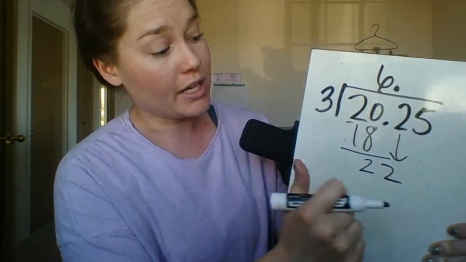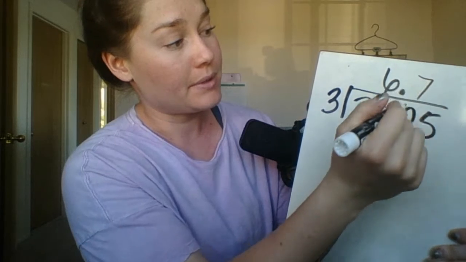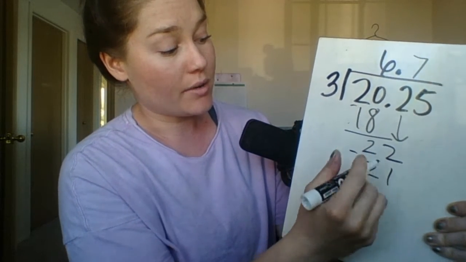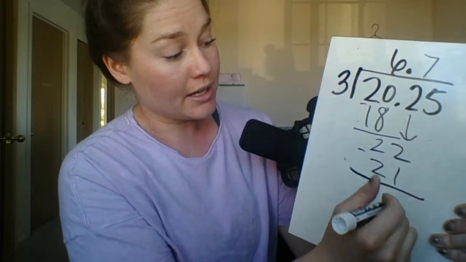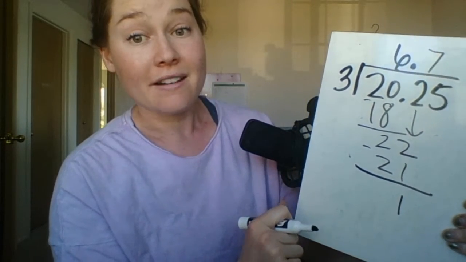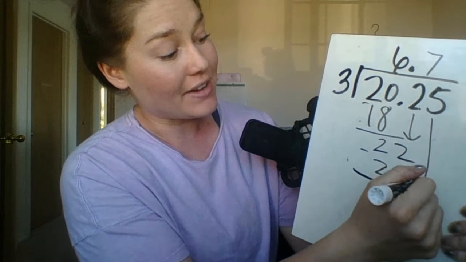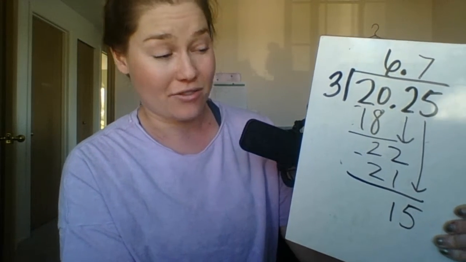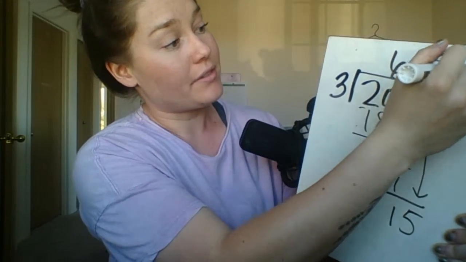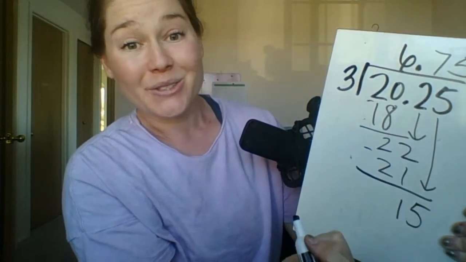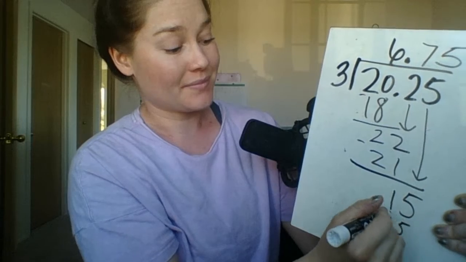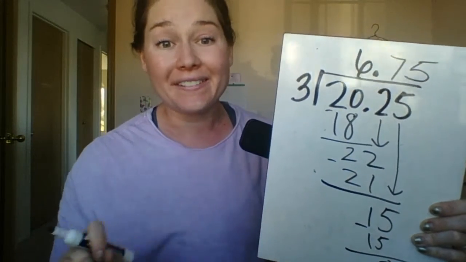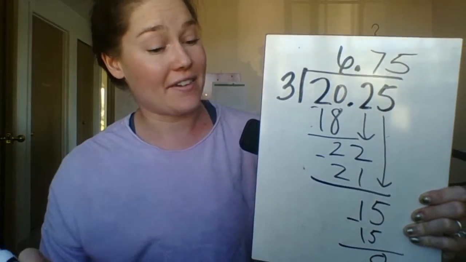3 can go into 22 7 times. 7 times 3 is 21. Now I'm going to go ahead and subtract, and I'm left with 1. Final step here is to bring down that 5, and now I have 15 divided by 3, which is a nice even 5. 5 times 3 is 15, and I am left with nothing, which is great. So my final answer is 6 75/100.